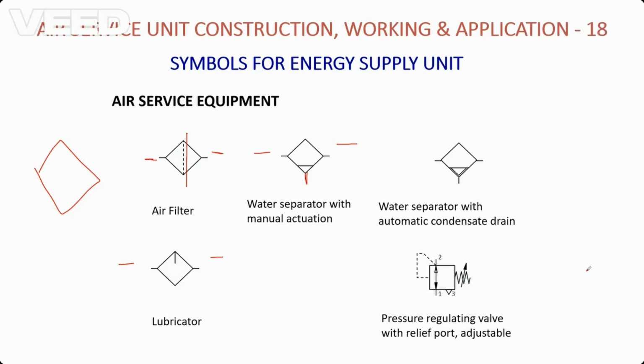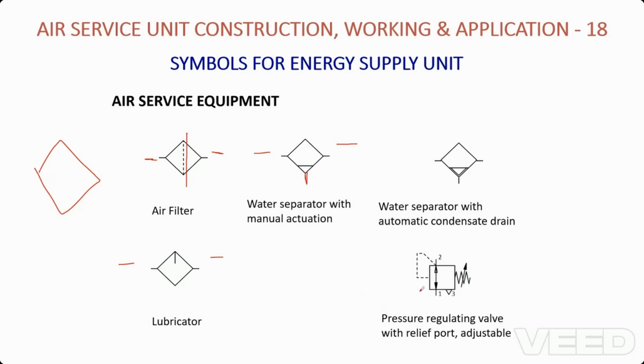The next one we have is the pressure regulating valve with relief port, an adjustable pressure regulating valve with a relief port. Here we can see we have connections on three sides where numbers are also mentioned: 1, 2, and 3, and there is a spring and an arrow. We can also see there is a dotted line coming out from 2 and going to the components. So let us see one by one.